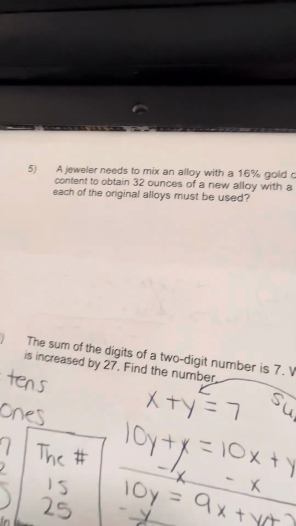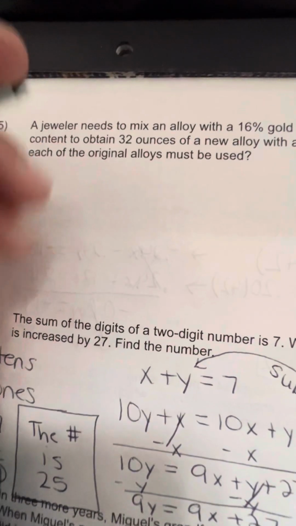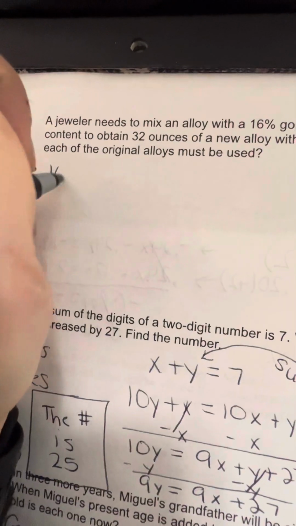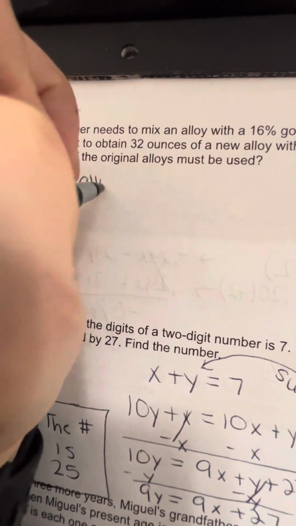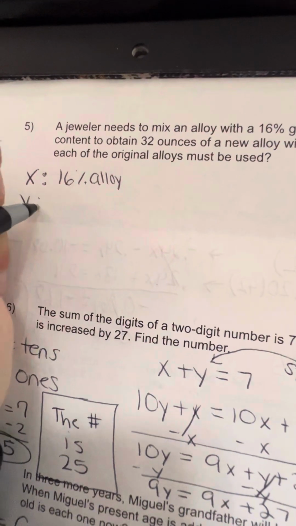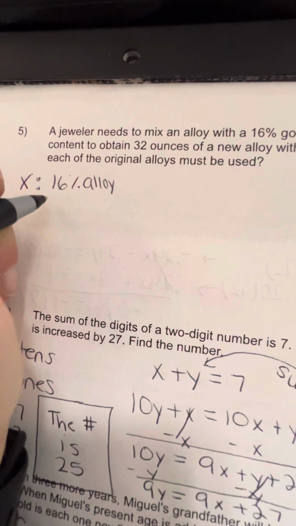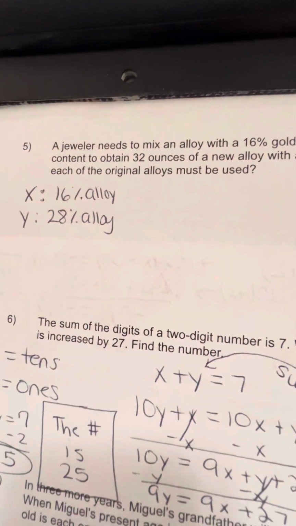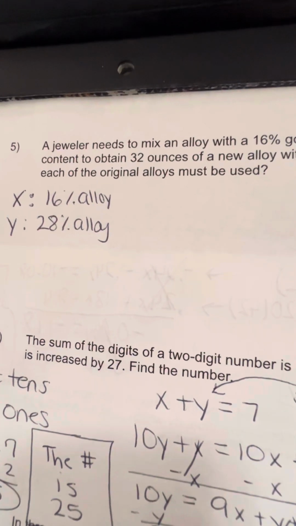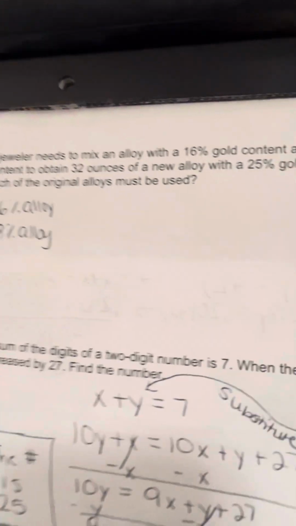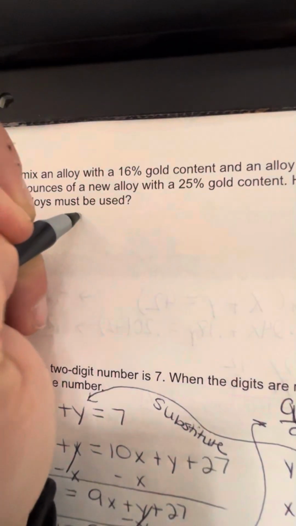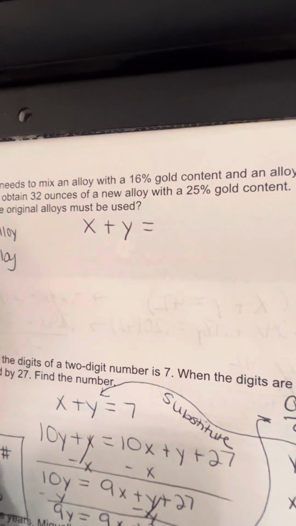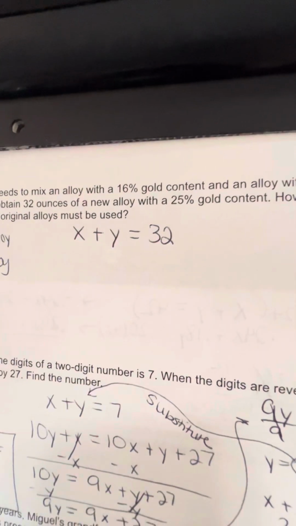So we're going to start off with our equations. We are going to start off with X being the 16% alloy, and then Y being the 28% alloy. It doesn't matter which one you choose to be which, that's the one I chose. So when we're looking at the first one, we are combining the two different types of gold alloys, and we want to get a total of 32 ounces. So that's going to add up to 32 ounces.